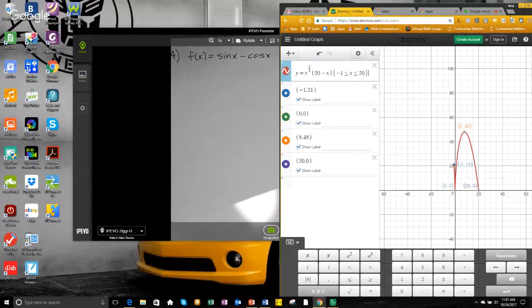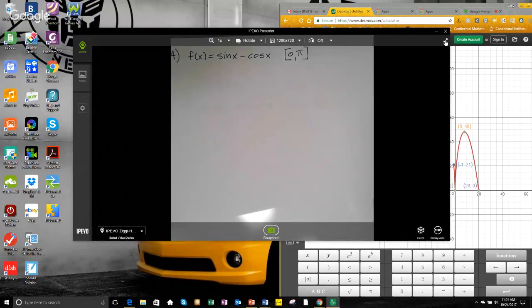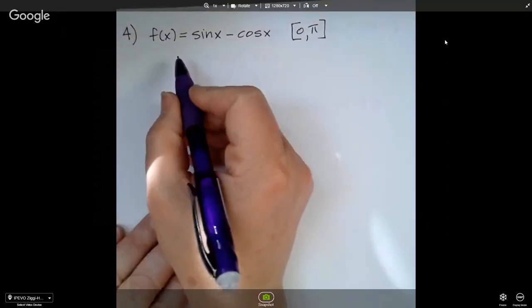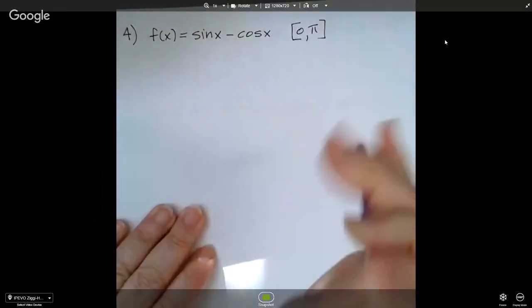Of course, trig, because you guys love trig so much. I don't know what to do with ourselves, right? We love trig so much. All right, so let's do a trig one to prove we can. I've got a closed interval from 0 to pi.